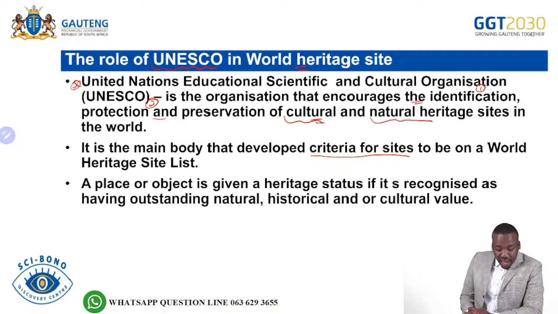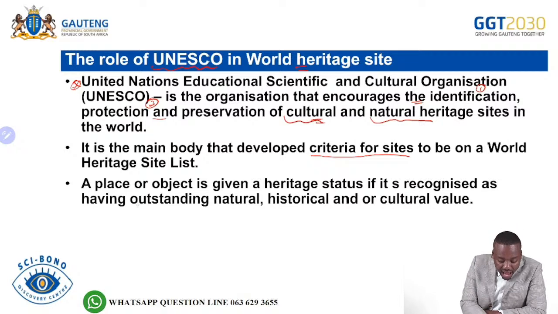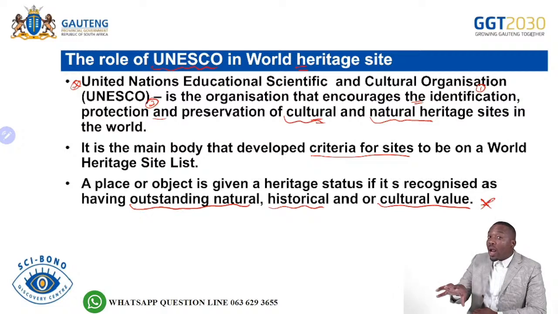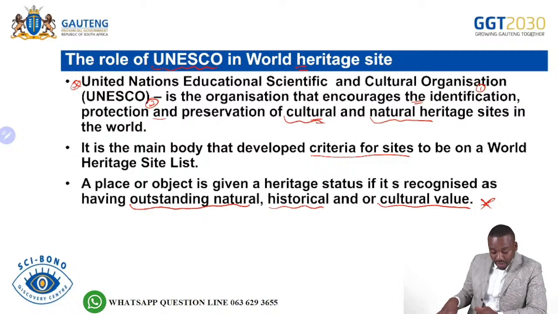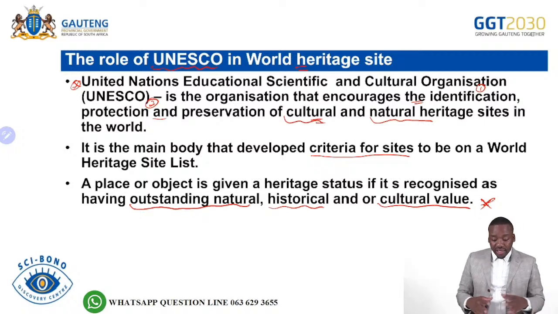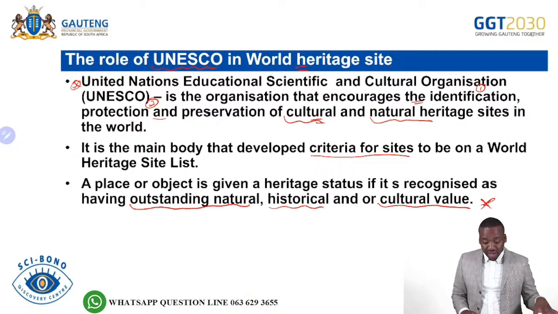Then we are saying a place or an object is given a heritage site status if it is recognized as having outstanding natural, historical, and/or cultural value. Meaning not all attractions or icons or sites can be regarded as World Heritage Sites. Hence later I will discuss the criteria for a site to be on the World Heritage Site list.